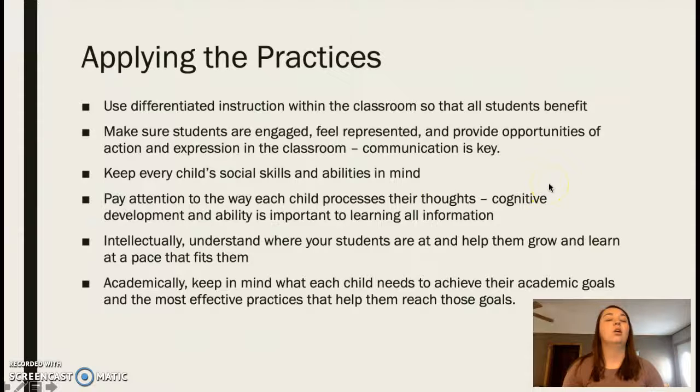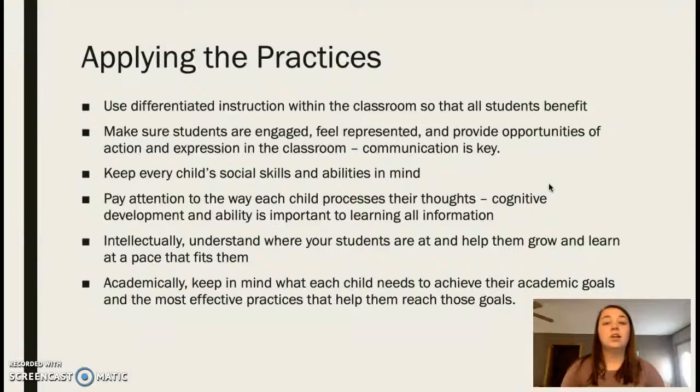Next, I just want to talk about applying all of the practices. So using differentiated instruction in the classroom is super important so that all students can benefit. The idea is to make sure that every student learns, no matter if they're disabled, they're average learners, or they're gifted. You want to differentiate that instruction within your classroom so that every student has a chance to learn everything to the best of their ability.